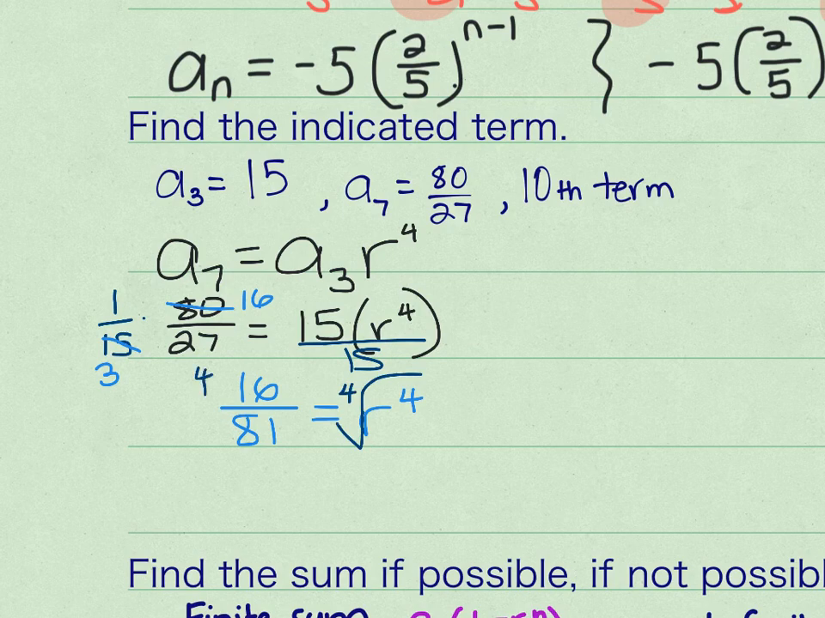Find the 4th root. You won't have a root, so you're going to have to either use your factor tree or test it out in reverse. This is 2 over 3.